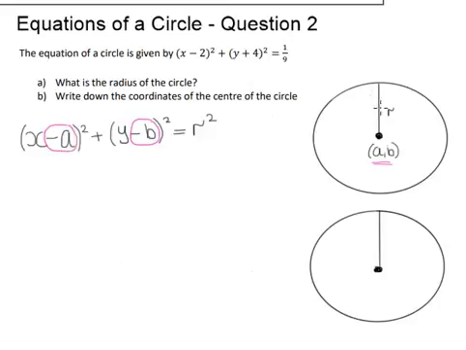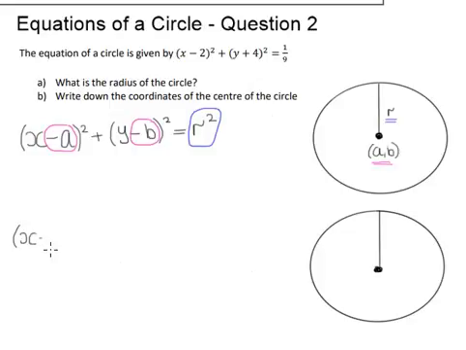The next thing I want to notice is that here, my value of r is obviously my radius, but in this equation, they give it as r squared. So whatever the value is that this is all equal to, remember that I have to square root this answer to find the radius.